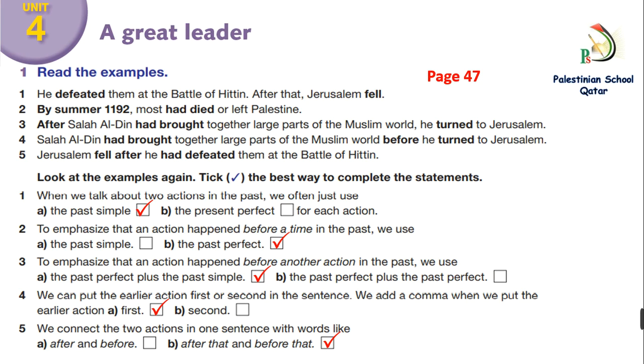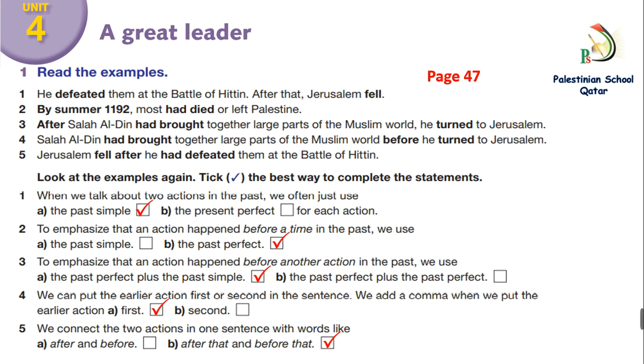Now look at the examples again and choose the best way to complete the statements. Number 1, when we talk about two actions in the past, we often use past simple. This is example number 1: two actions in the past. Number 2, to emphasize that the action happened before a time in the past, we use past perfect. We talk about something that happened before the other action. Number 3, to emphasize that an action happened before another action in the past, we use past perfect plus past simple.